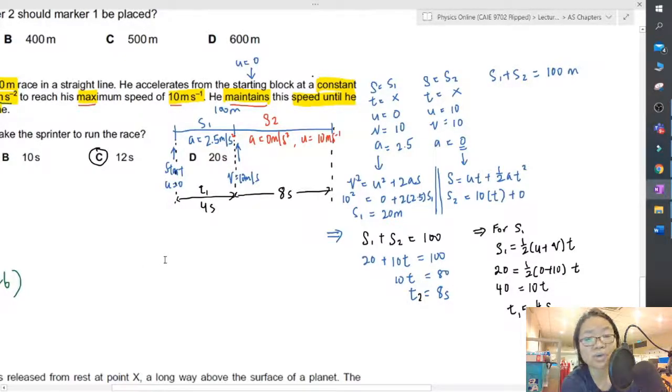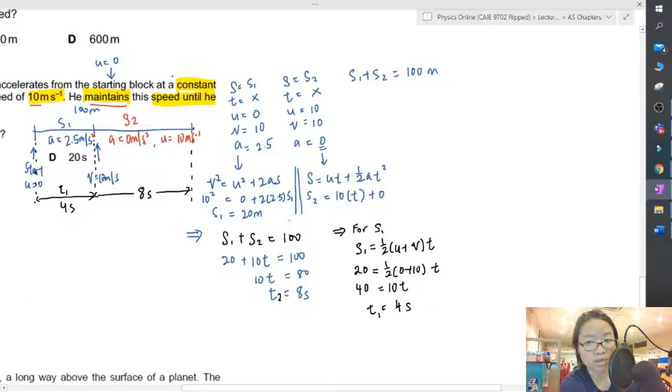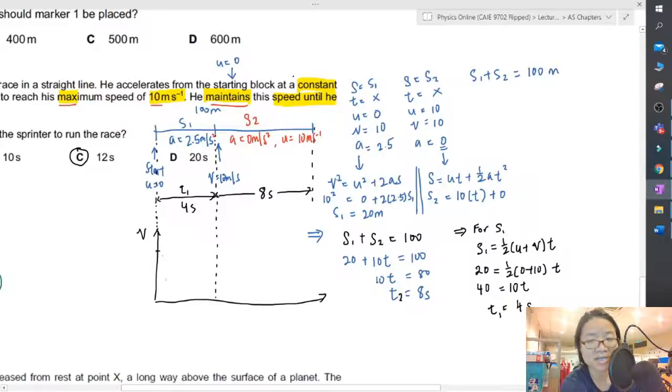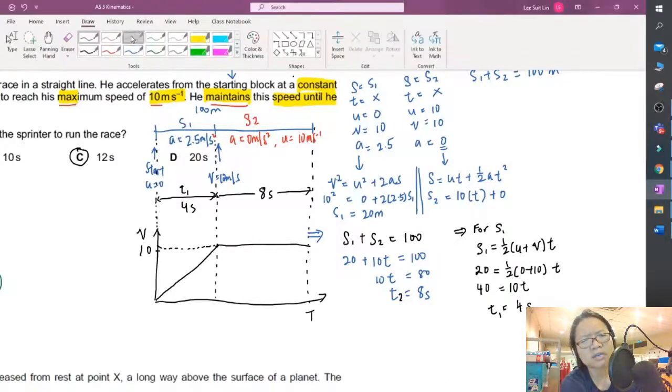Now there's a faster way to do this. Some of you tell me you don't like to draw graphs, but the fastest way to solve this question is by sketching out a graph, as you will see later in certain other examples. So let's say I draw a graph of V against T, because that's the most useful graph ever. The velocity is going to increase uniformly to 10 meters per second, and then you're going to maintain it until you reach 100. So let's think about it.